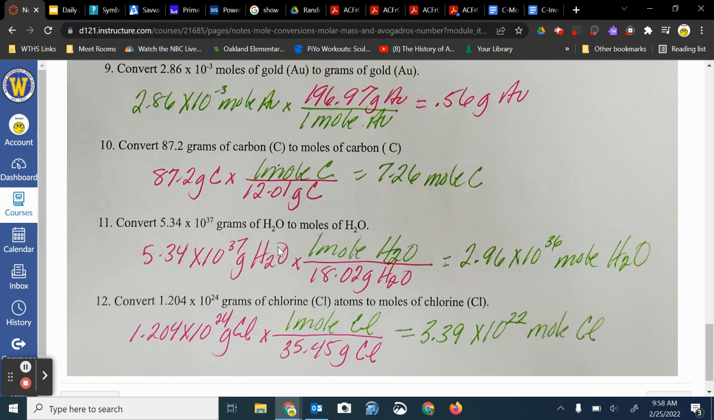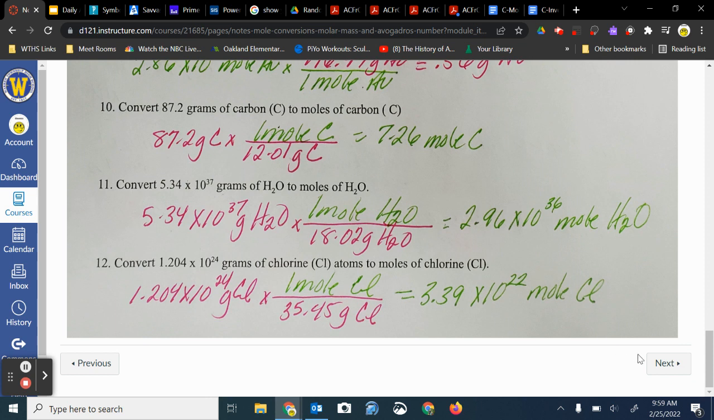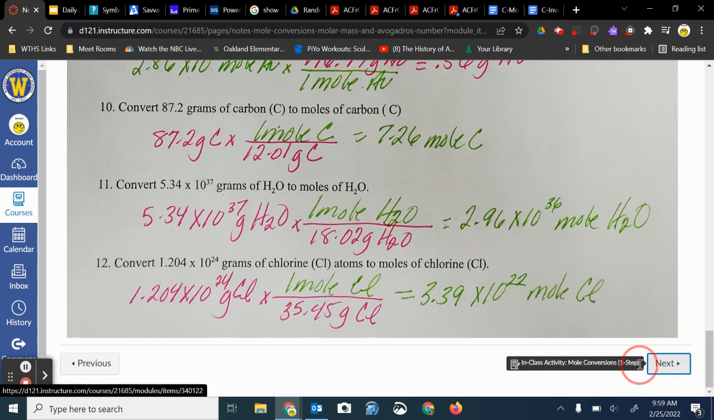So if you look at the bottom, we went from mass to moles this time. So you can see how the pink matches the pink. So grams and grams cancel, and then we end up with moles. All right, so I want you to use this to help you complete the next page. Let's see if we can get there.